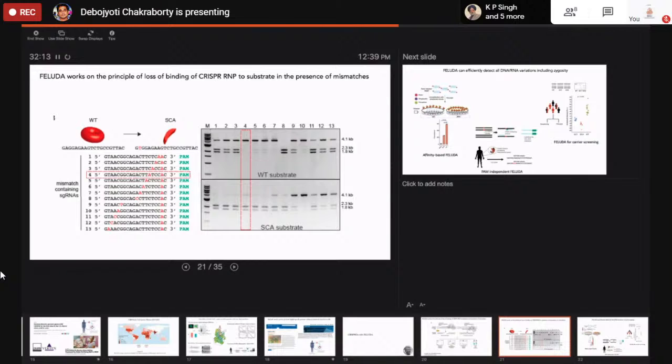And it works on the principle that if you very precisely put a point mutation in the sequence of the RNA that goes and binds to DNA, then you can specifically distinguish between what is the substrate, whether it's a sickle cell substrate or whether it's a wild type substrate. As you can see over here, if you have this particular combination of mismatches, this is all there in the public domain, precisely at the 2 and 6 position, then you can make the protein not cleave a wild type substrate, but cleave a sickle cell substrate, and that's what we are using to distinguish between any DNA or any RNA of interest.